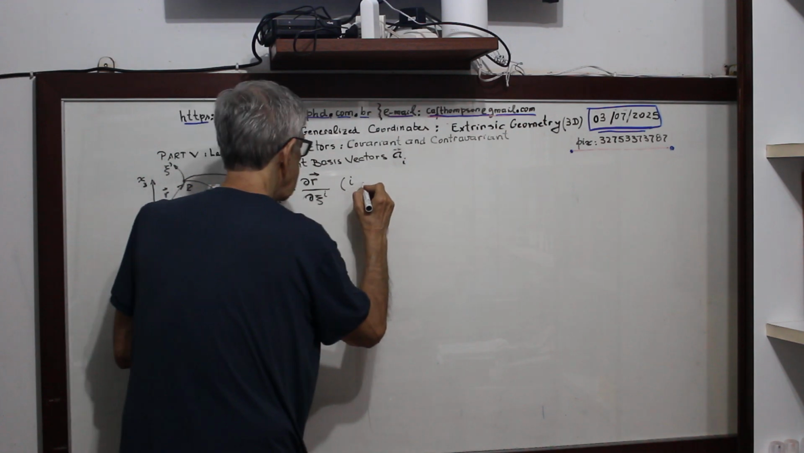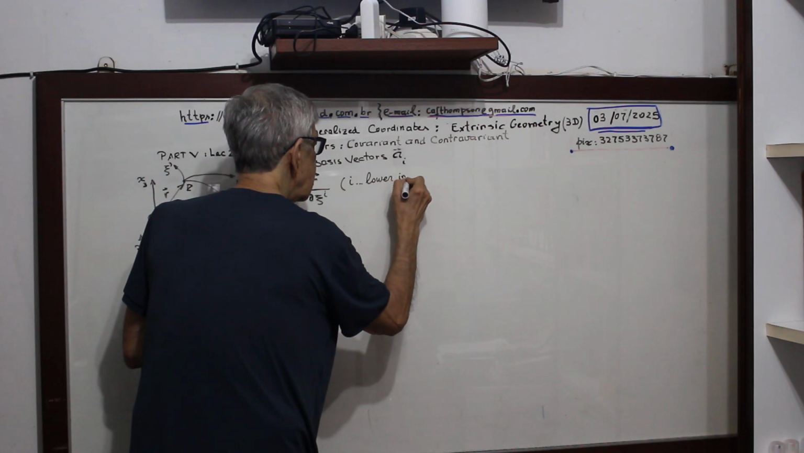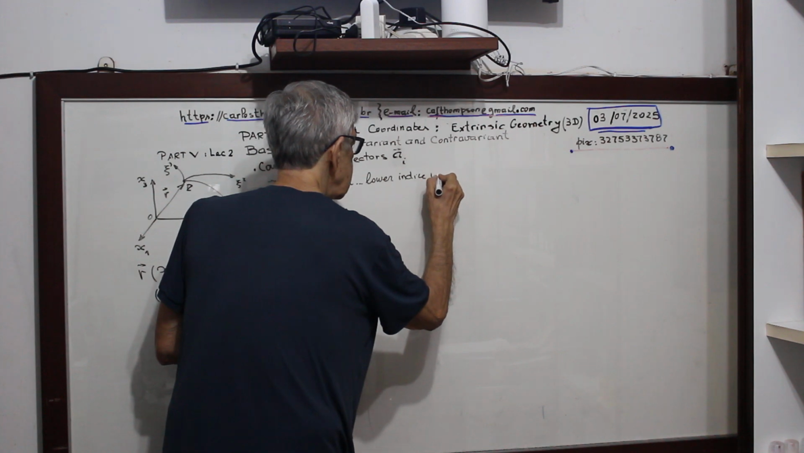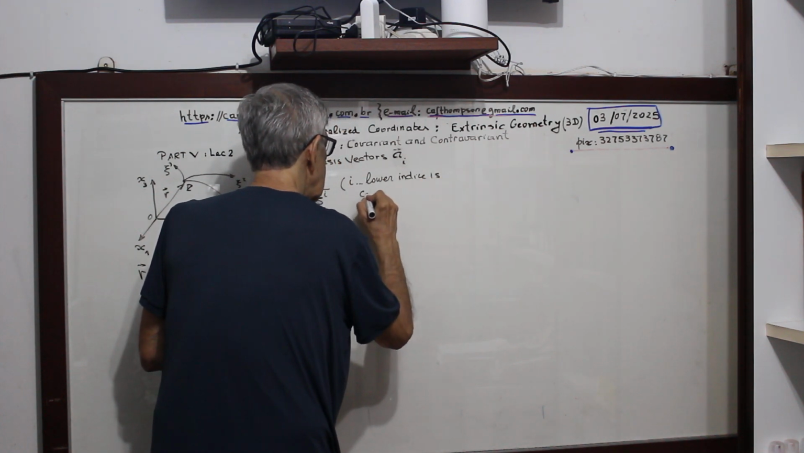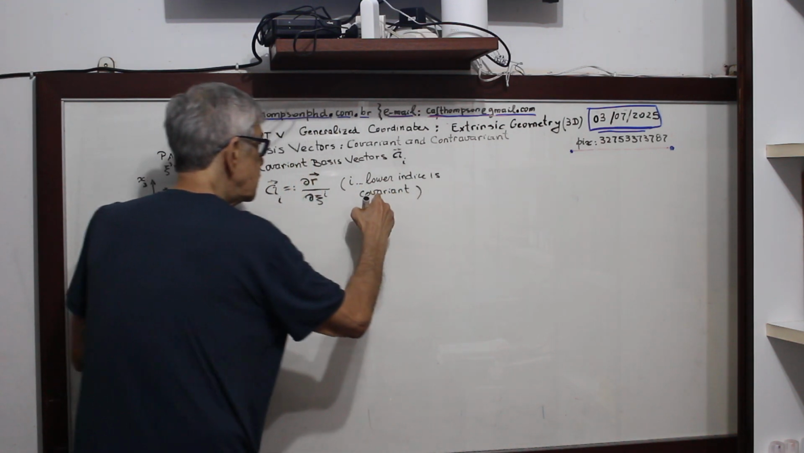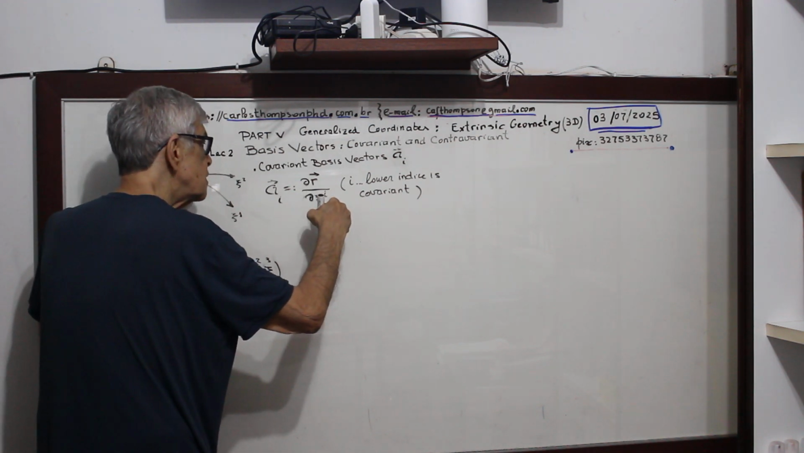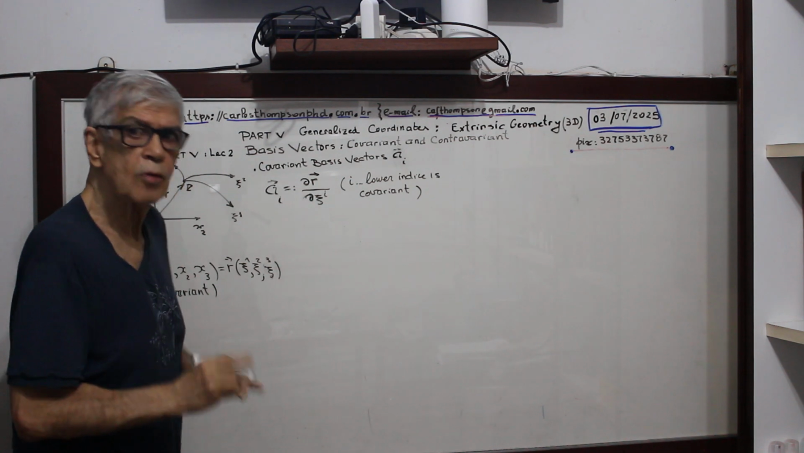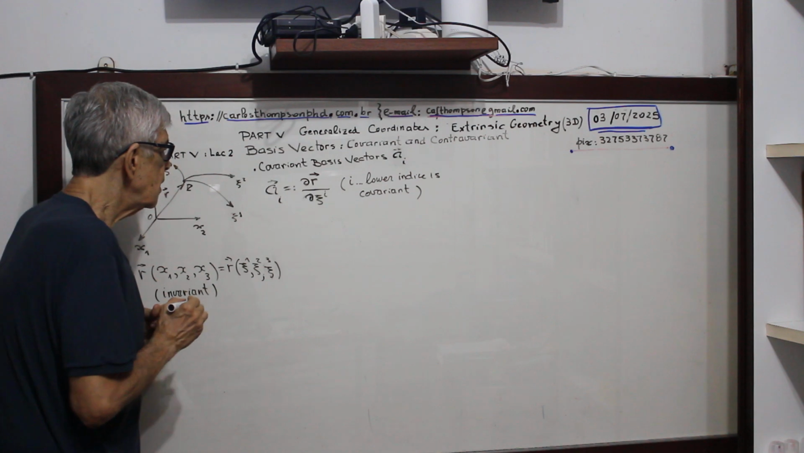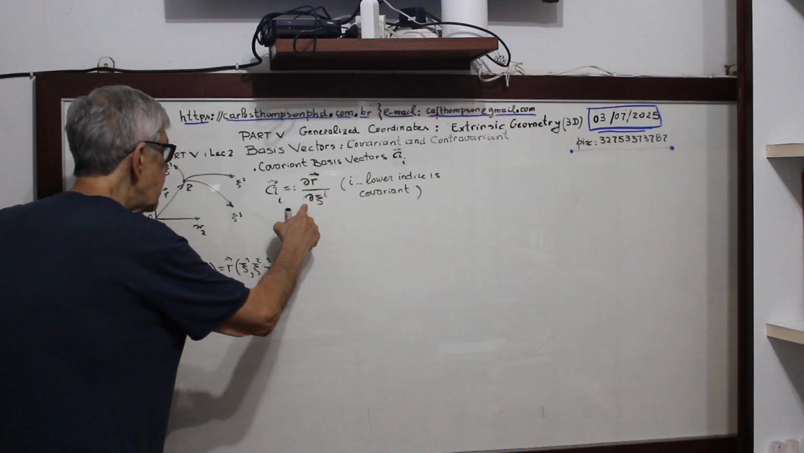The lower index i is covariant, which doesn't happen over here, because here the index is upper, but it is in the denominator. By convention. Now, that's the definition of the base vectors.